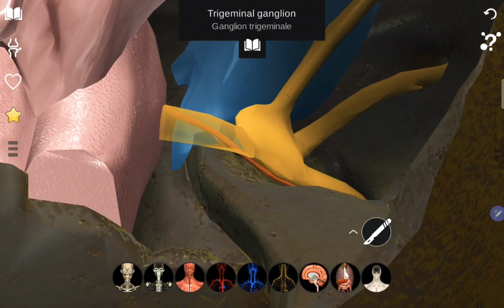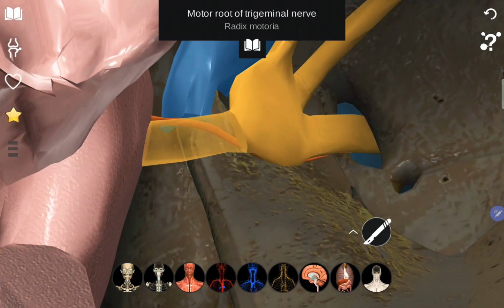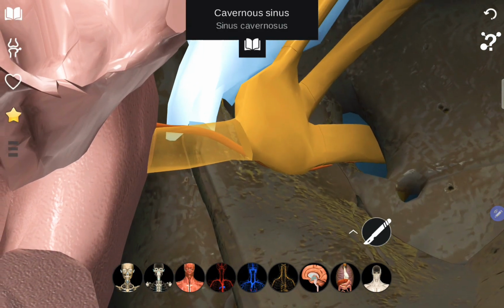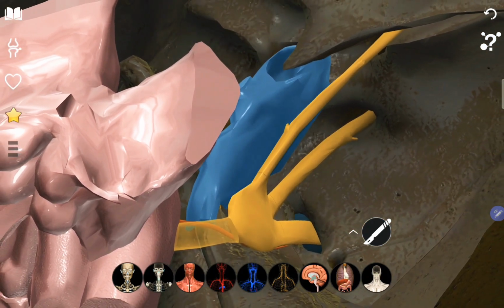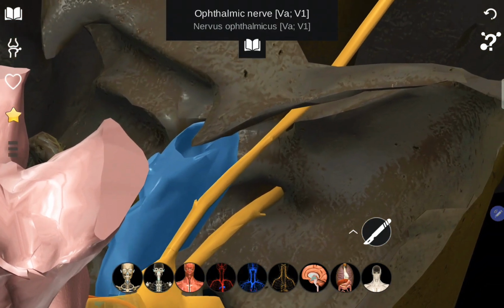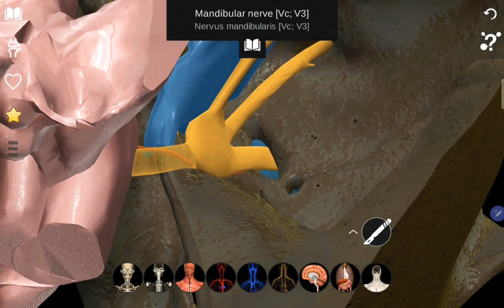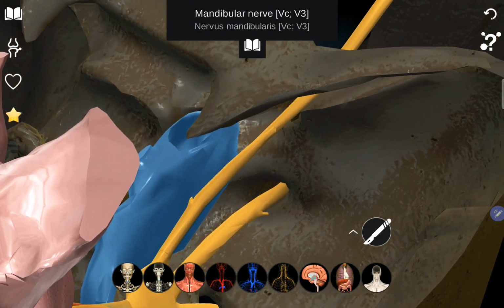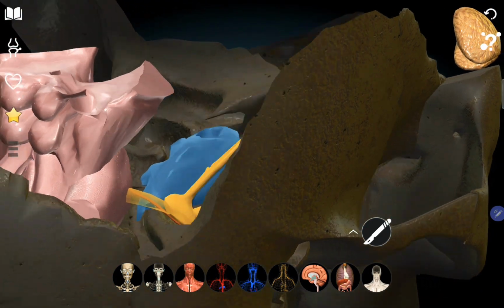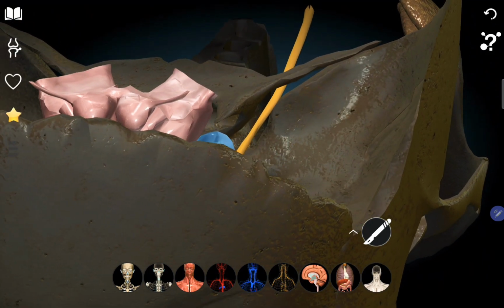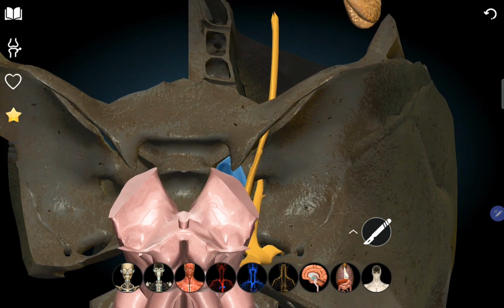Then we have the trigeminal ganglion, which gives off three branches: the ophthalmic division, the maxillary nerve, and the mandibular nerve. As you can see, it runs over the lateral surface of the cavernous sinus, which we have already covered in the cavernous sinus lecture, that the ophthalmic division runs along the lateral surface of the cavernous sinus.